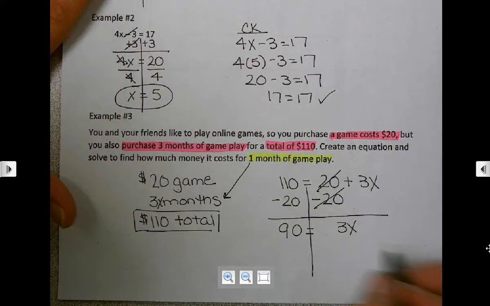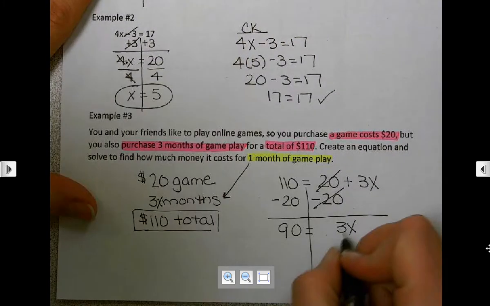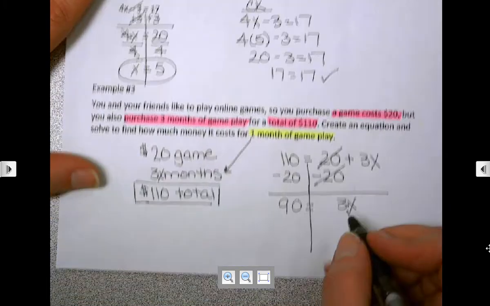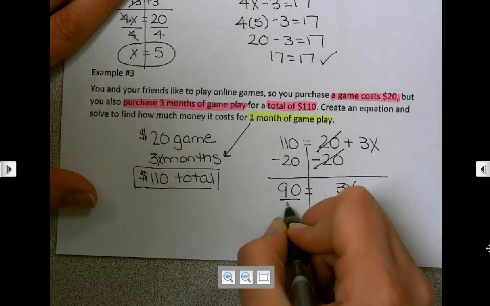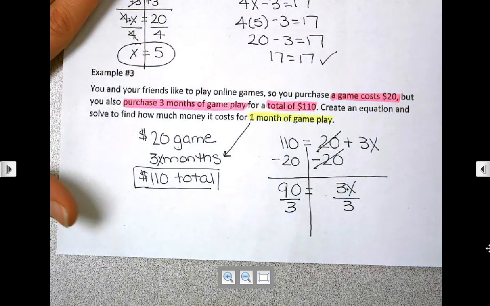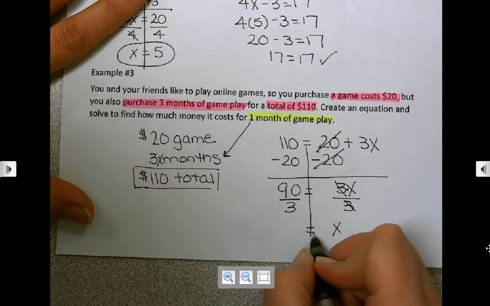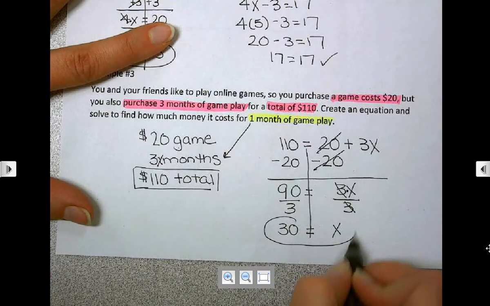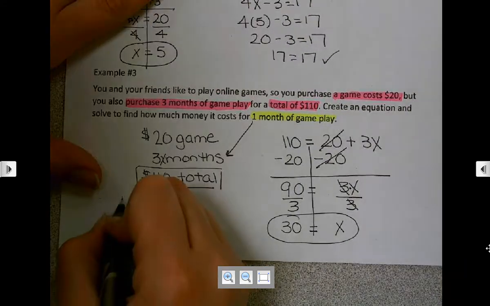Now on to our next step in solving this equation. We have to remember 3x is the same as 3 times x, and the inverse of multiplying by 3 is dividing by 3. So we're going to divide both sides by 3. 3 divided by 3 gets us 1x, and 90 divided by 3 is 30. So now that we have a value for x, we need to go ahead and check.